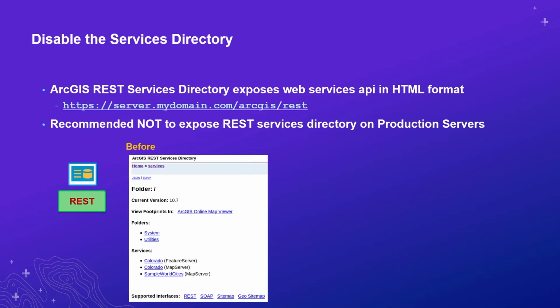Disabling the services directory prevents Googlebots from cataloging your services and prevents folks from taking an inventory of the items that you have, potentially for crawling, for scraping, or for enumerating your endpoints to allow a potential attack.